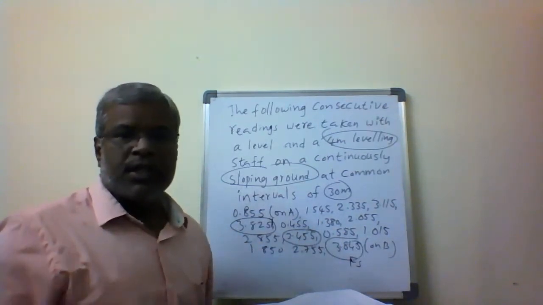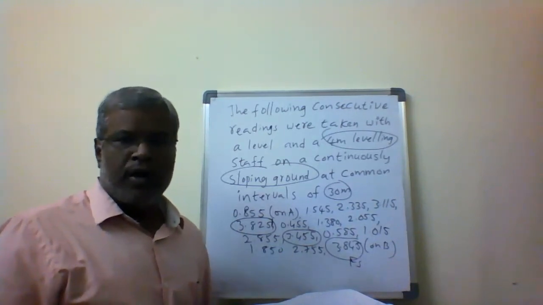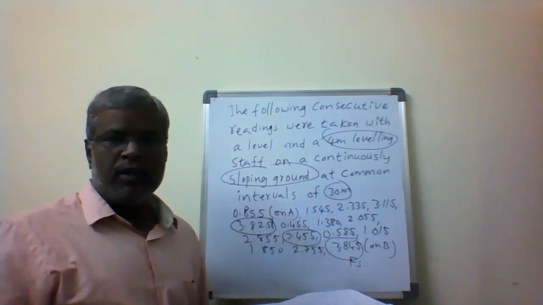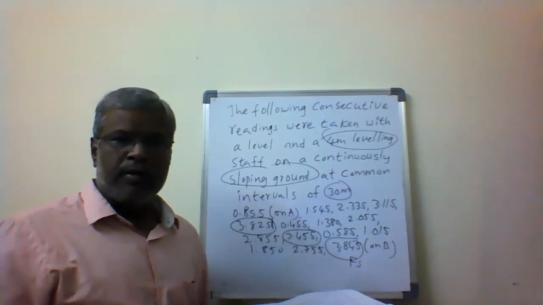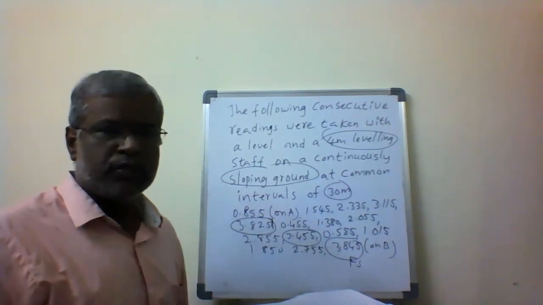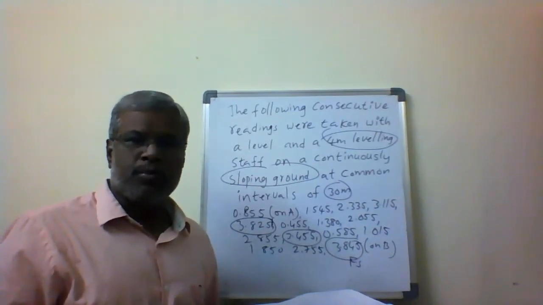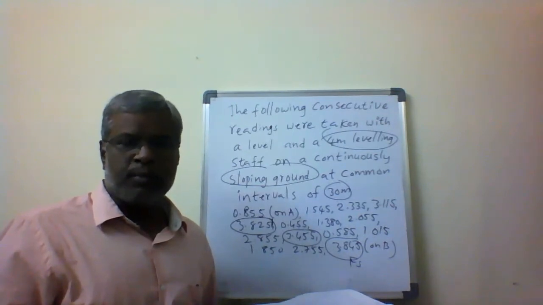Because the vertical staff has a maximum height of 4 meters, we take the readings from the low level to the higher level. Once it reaches 3.85, beyond that point the staff is not going to be visible because of the very low depression. Then we have to shift the instrument and start once again, proceeding to the next points.